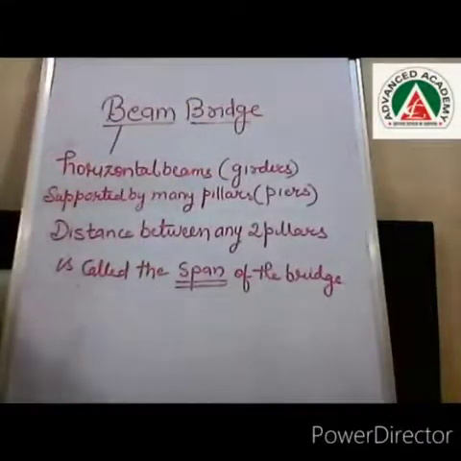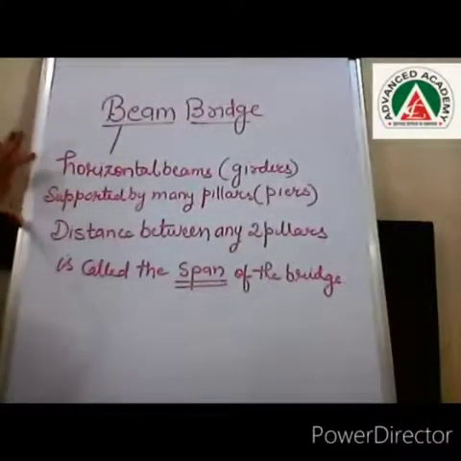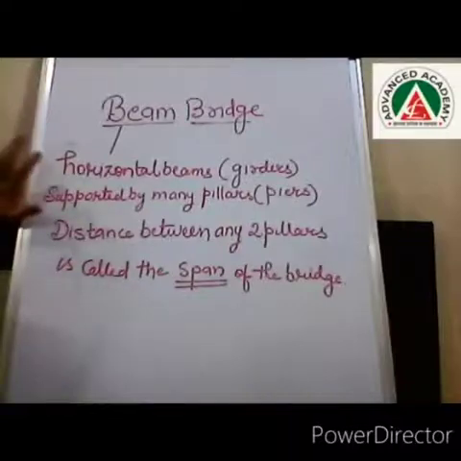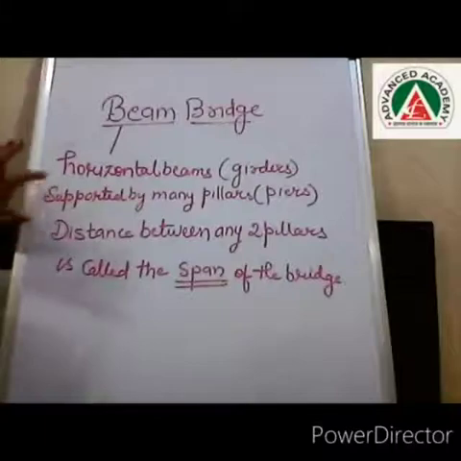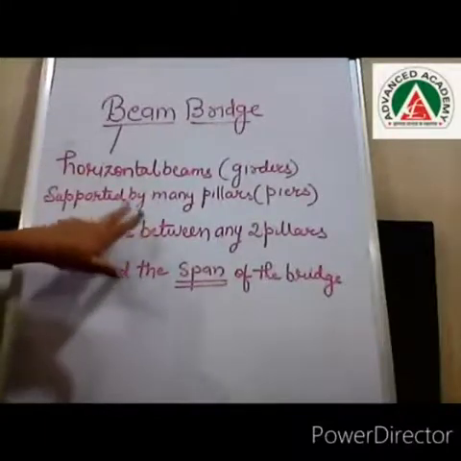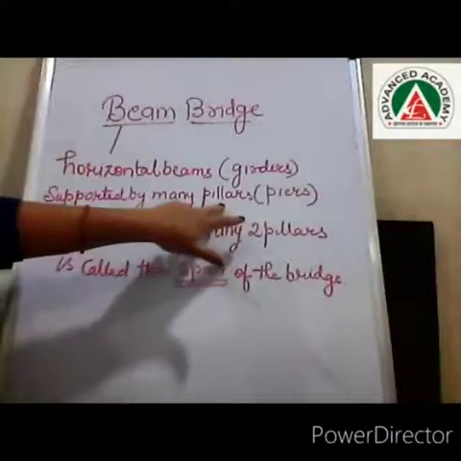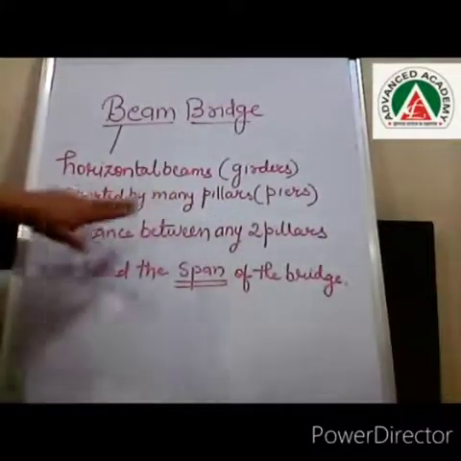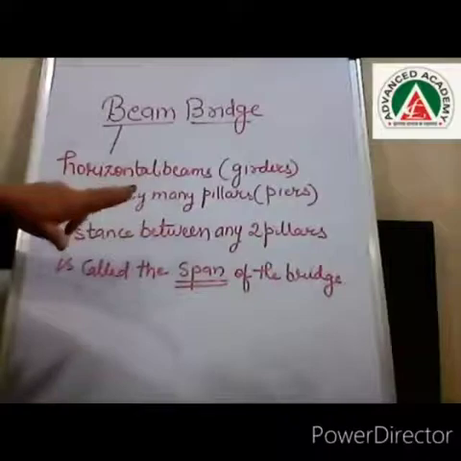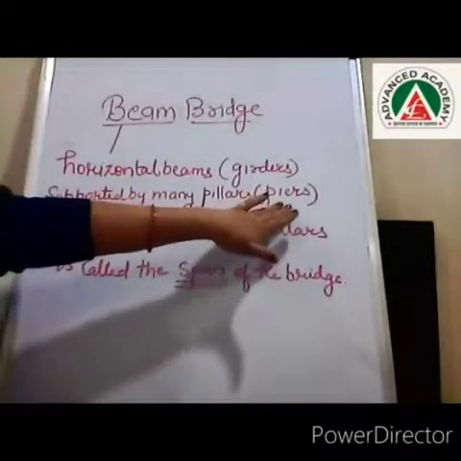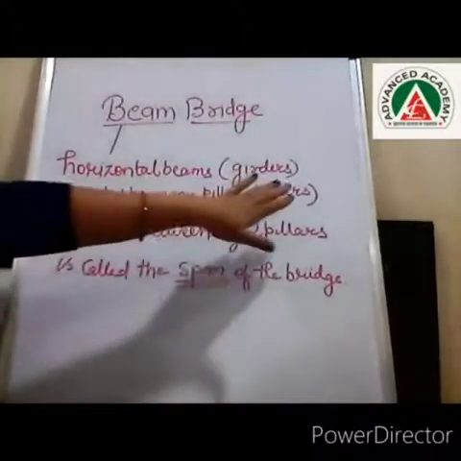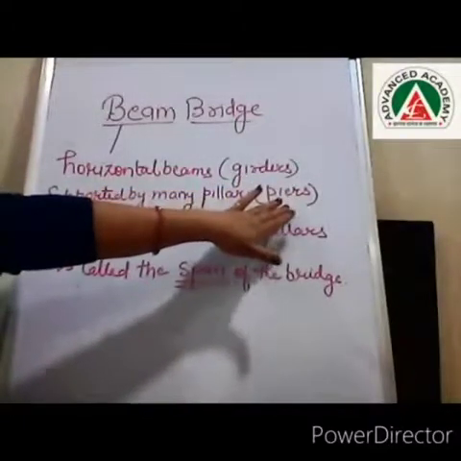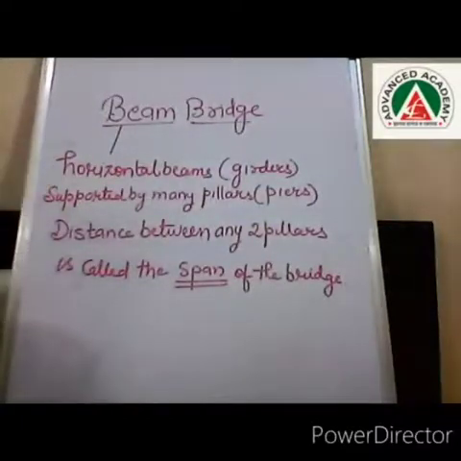In its most basic form, it consists of horizontal beams supported at each end by vertical supports or pillars. When a long beam bridge is supported by many pillars, those pillars are called piers. The beam can be made of wood, metal or concrete.